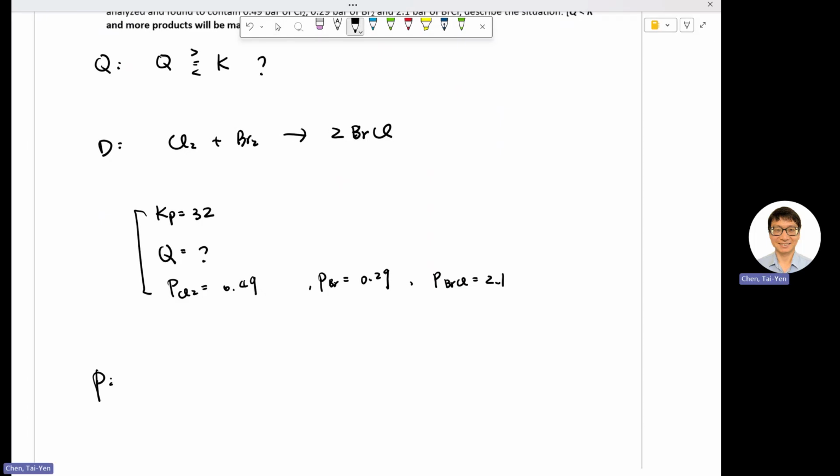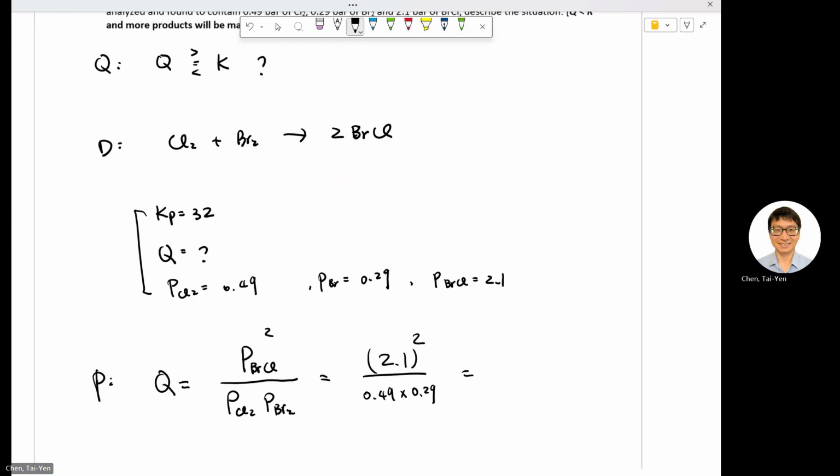Then of course, you want to calculate your Q. The Q will be the pressure of your product, BrCl, squared, over the pressure of your Cl2 times the pressure of your Br2. So the pressure of BrCl is 2.1, and you square it. Cl2 is 0.49 times Br2 is 0.29. If you calculate this, you get a value of 30.95.